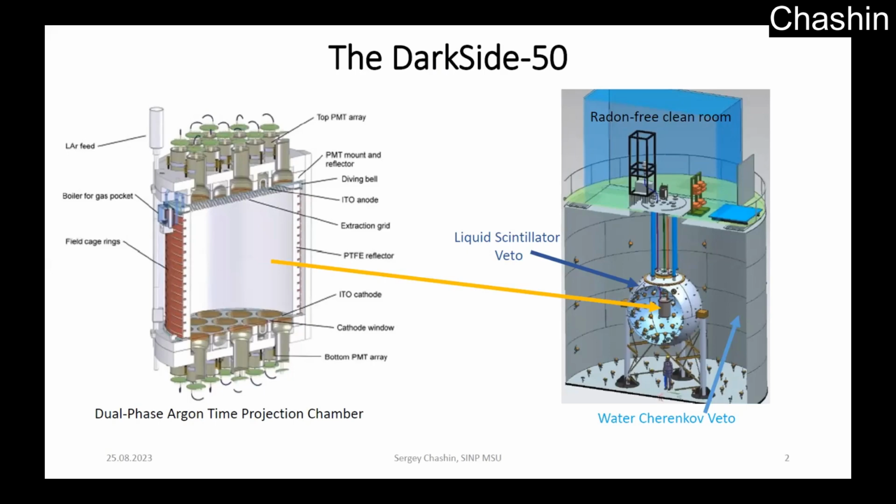The chamber is surrounded by field cage rings, which create the needed configuration of the electric field. Also on the top and the bottom of the chamber, there are arrays of photomultiplier tubes, 19 PMTs in each. The chamber is surrounded by the liquid scintillator veto, which is filled with 30 tons of boron-loaded liquid organic scintillator. And the veto is surrounded by the water Cherenkov veto, which is filled with 1,000 tons of ultra-pure water. The detector is located in the underground hall in the National Laboratory Gran Sasso in Italy.